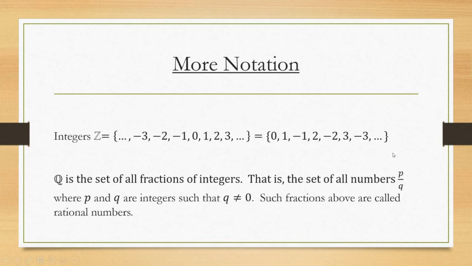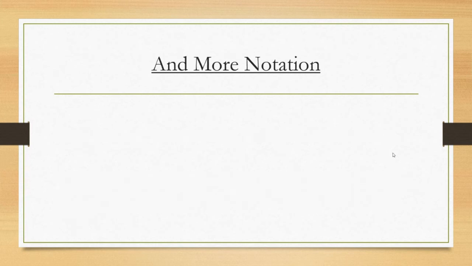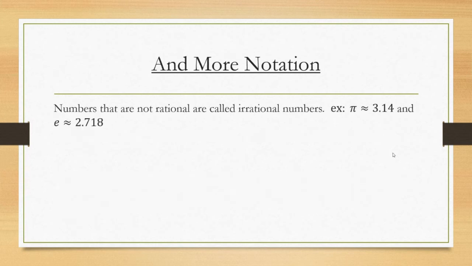That's what the rational numbers are, okay? And these are called rational numbers, okay? So that's what these are. Now, the numbers we're going to be working with are not all rational numbers, though. But we also have our irrational numbers, okay?